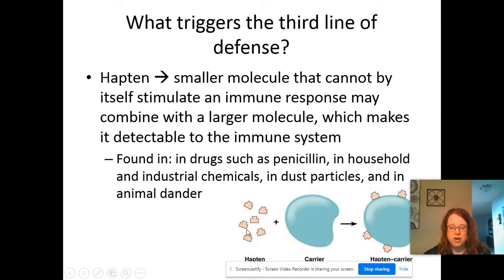Usually haptens are tackled with the second line of defense. You usually don't need the third line of defense with this.